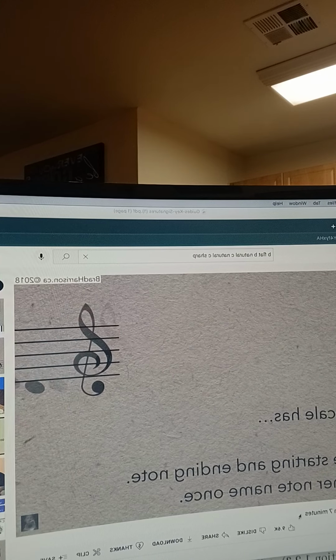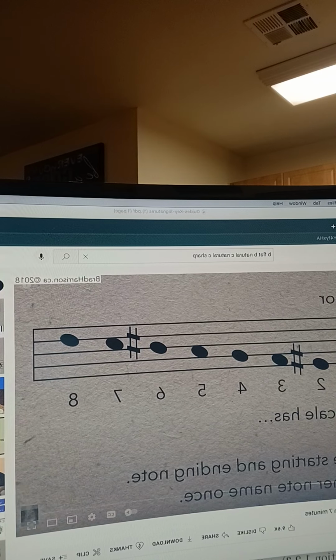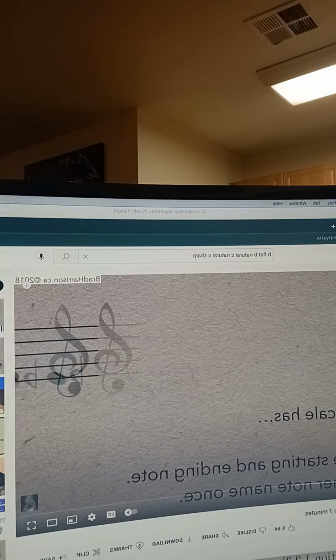Let's look at another scale, D major. It too has 8 notes, starts and ends on the same note, and each other letter name shows up only once. E flat major is the same, 8 notes.